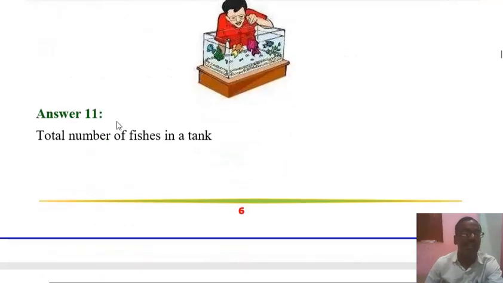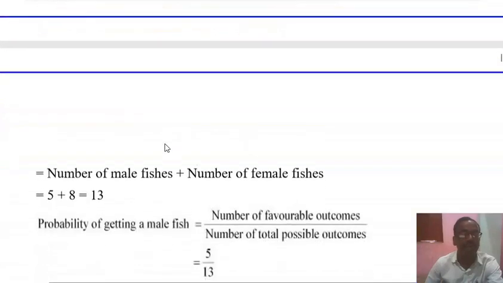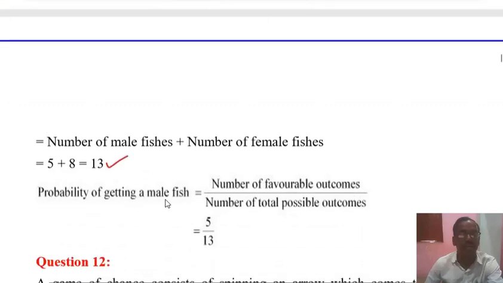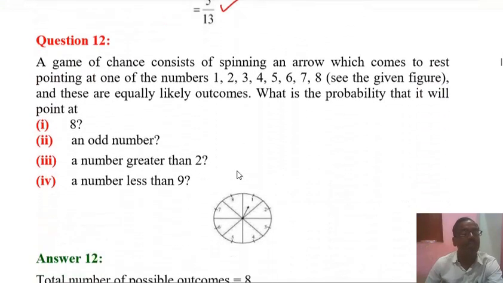Let's see here, the total number of fishes in the tank according to the question is 13, and the probability of getting a male fish equals the number of favorable outcomes, which is the number of male fish, divided by the total number of possible outcomes. So here it will be 5 by 13. I hope there is no problem understanding the solution of question number 11. Let's see question number 12.